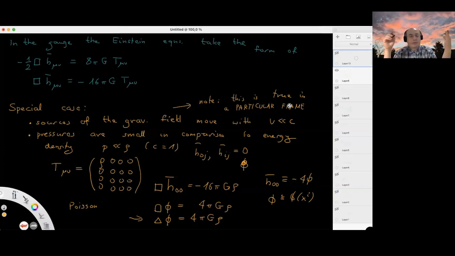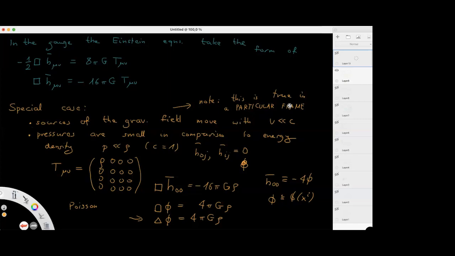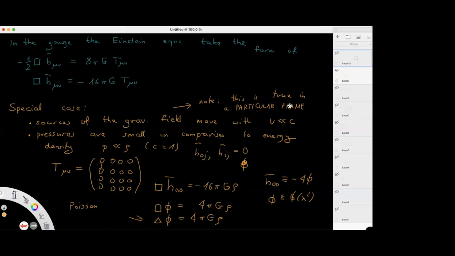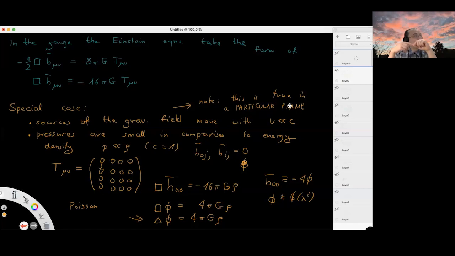So the sources should have relatively small pressures in comparison to their masses. And this is true for basically all the matter we see around us, perhaps with the exception of neutron stars or a cosmological constant. Also, the motions are supposed to be non-relativistic, and in the solar system, they more or less are. So this scenario is a bit more on the generalized side, right? Yes, it should work with relatively good approximation in most cases.